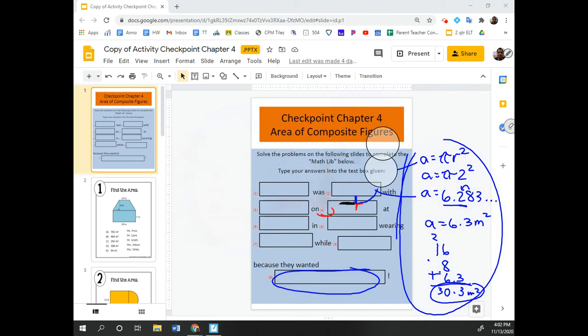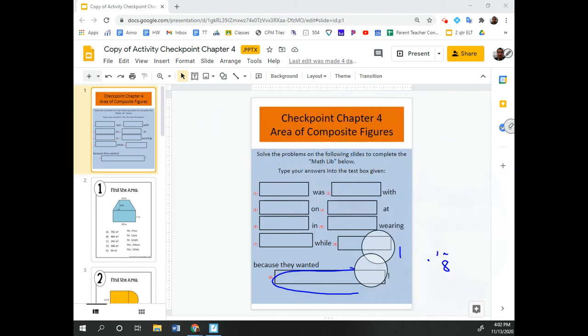Cool? All right, so all of you will get this copy. I expect you to fill this activity out. You're going to end up with your math lib here. And then you are also going to take a picture of your work on a separate piece of paper and upload this by Monday at midnight.